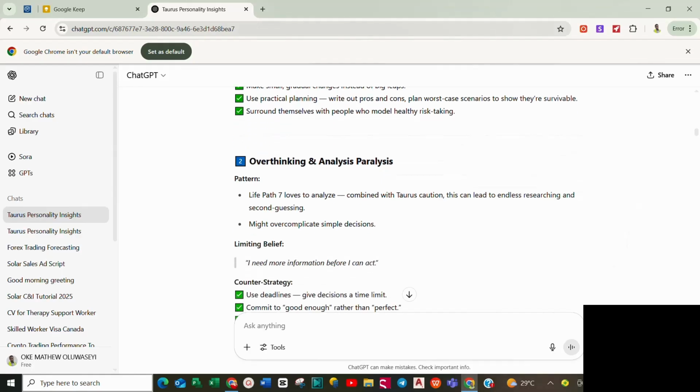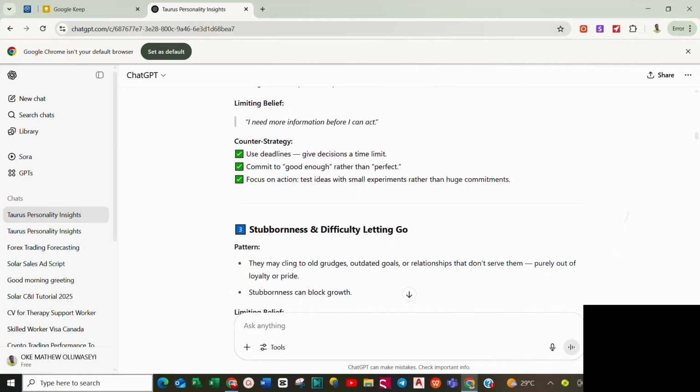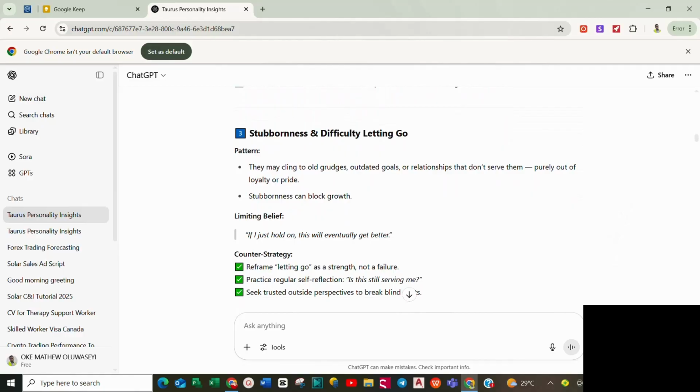Then overthinking and analysis paralysis. It shows the life pattern loves analysis combined with worry. This can lead to endless researching and second-guessing, and they might overcomplicate simple decisions. They are also stubborn and find it difficult to let go, so they might cling to old grudges, outdated goals, or relationships that don't serve them, purely out of loyalty and pride. Stubbornness can block growth.